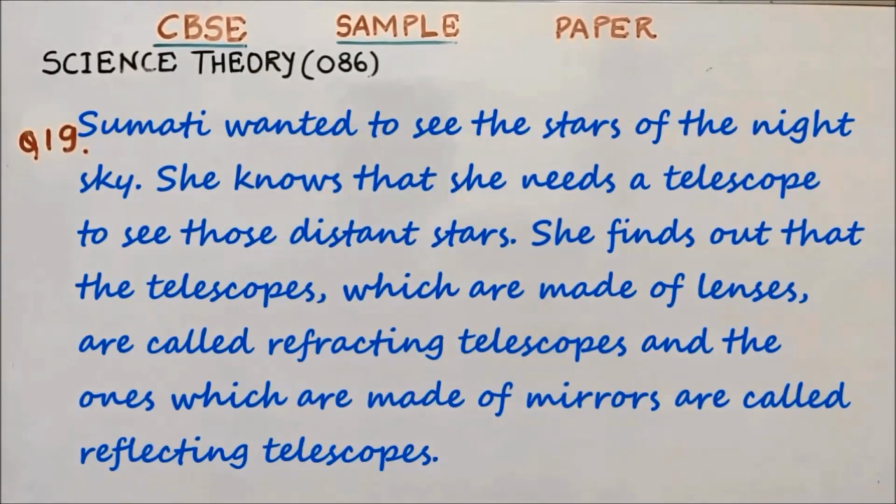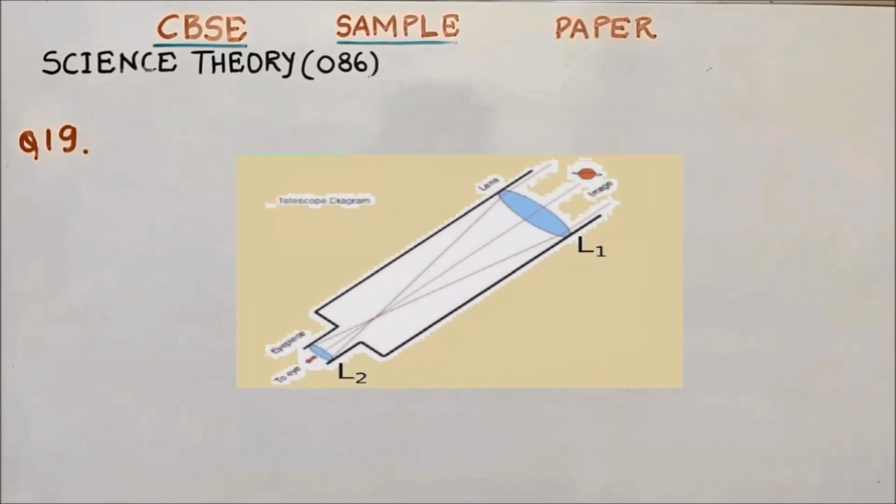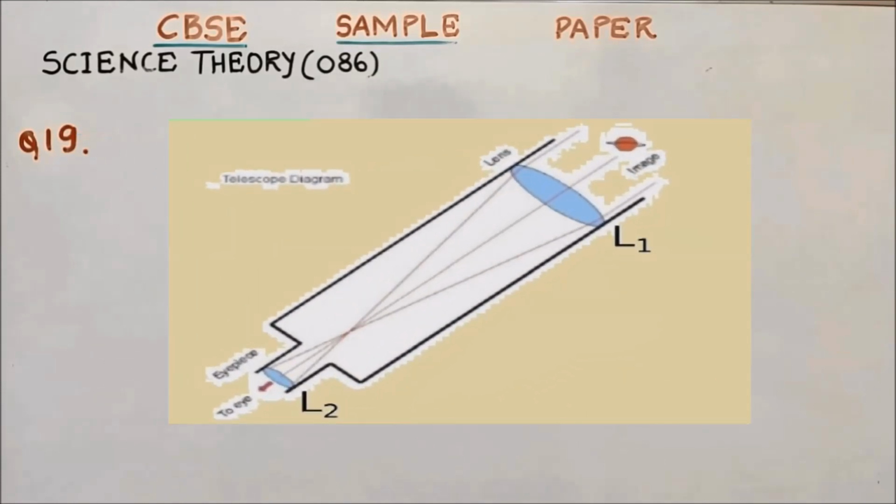Sumati wanted to see the stars of the night sky. She knows that she needs a telescope to see those distant stars. She finds out that the telescopes which are made with lenses are called refracting telescopes, and the ones made of mirrors are called reflecting telescopes. So refracting telescopes are those in which lenses are used, and reflecting telescopes are those in which mirrors are used. There is a figure 2. By seeing the figure you can tell that it's a refracting telescope because lenses have been used.